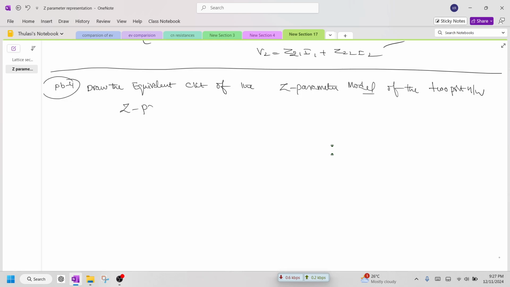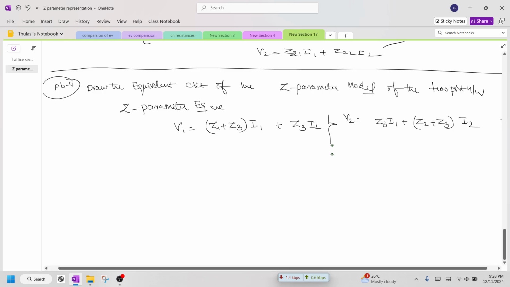The Z parameter equations are V1 is equal to Z1 plus Z3 of I1 plus Z3 into I2 is one equation. The next equation given in the problem is V2 is equal to Z3 I1 plus Z2 plus Z3 into I2. So this is in a standard format. So what is the standard format we have?